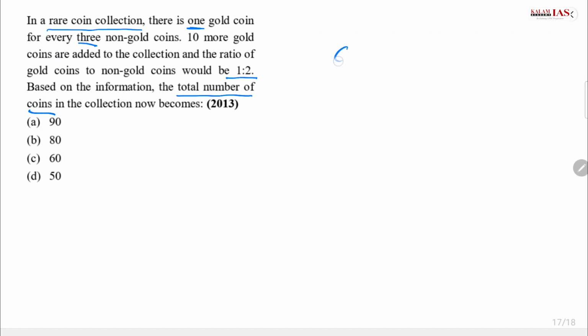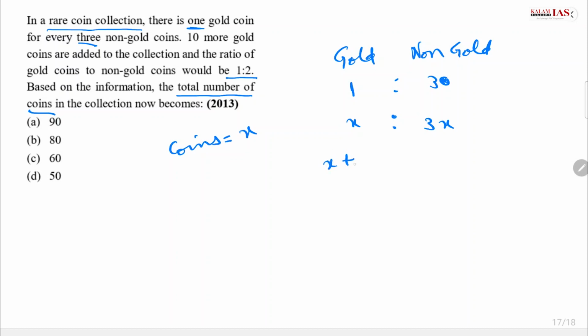Let's simplify this problem. They are gold coins and then we have non-gold coins. Initially, they are in the ratio 1:3. Now, assume the total number of coins is x. So, the gold to non-gold will be x:3x. Now it is said 10 more gold coins are added to the collection. That means gold coins are x plus 10 now.